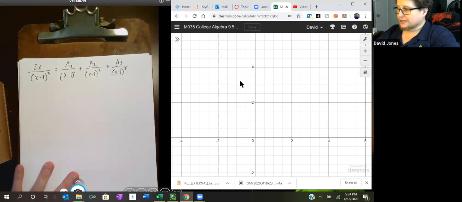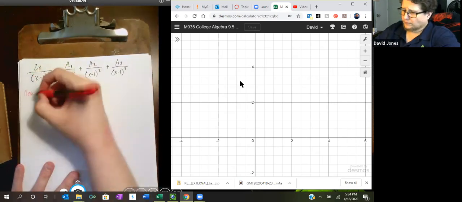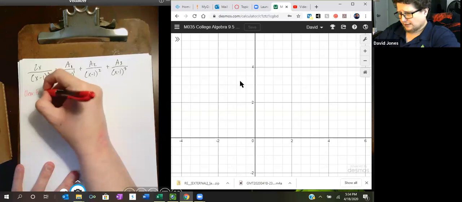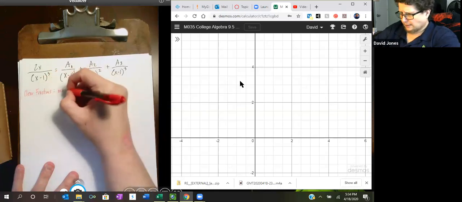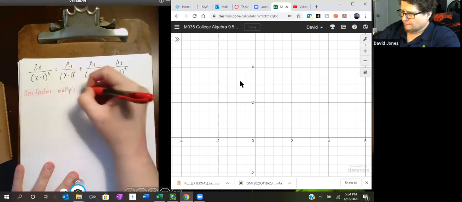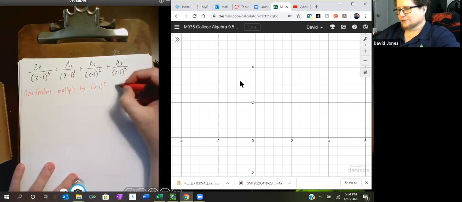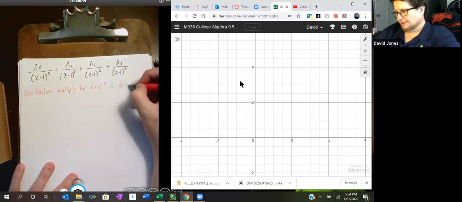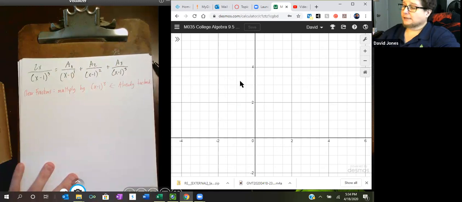Techniques for solving are the same. Clear the denominator. Clear fractions. So we multiply by x minus 1 cubed. Nice that it was already factored. That was nice.